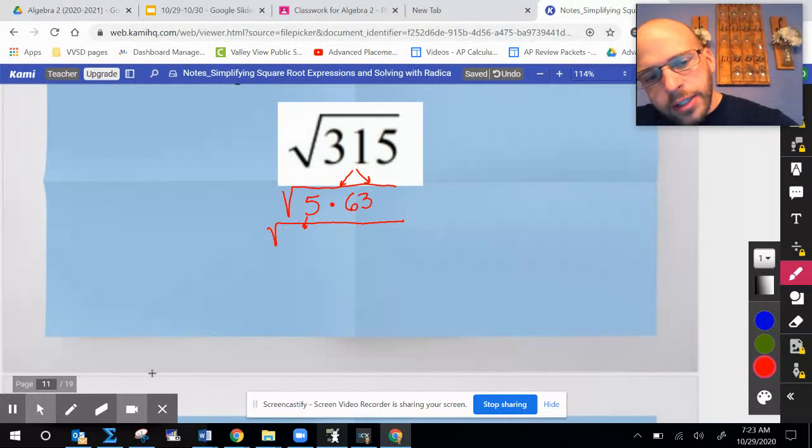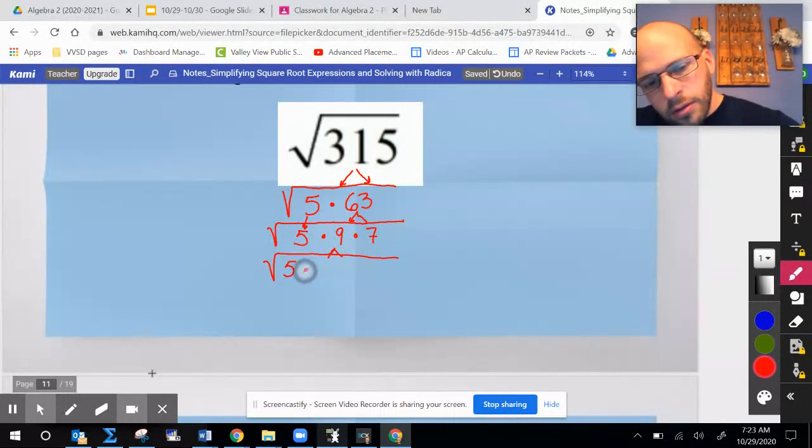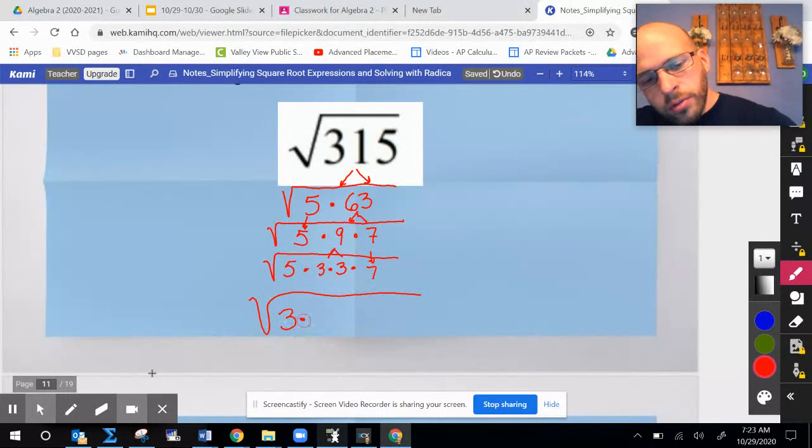Now the 5 doesn't break down any further. I can't divide 5 by anything. So I'm going to break the 63 down. I think that's just going to be 9 times 7. I think I can break that 9 down a little further into 2 3s and a 7. So if I write this in order, I have 2 3s. Notice I keep my multiplication symbols in there. A 5 and a 7.